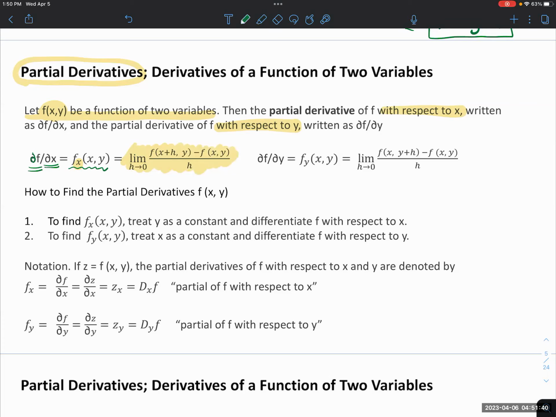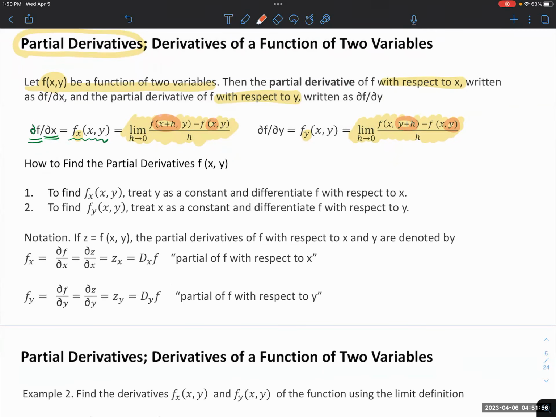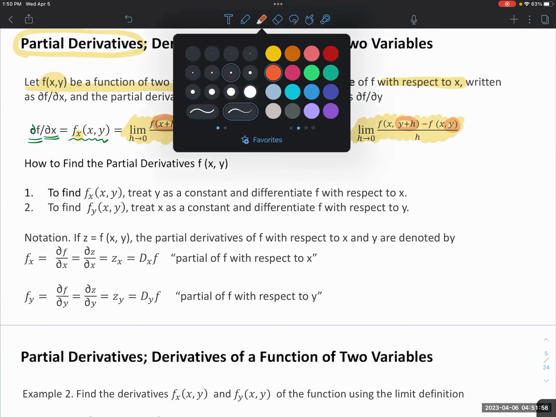Same thing, df of dy. We are taking the derivative with respect to only the y variable, and then you are taking only the y changing. So I'm going to highlight x and y in different colors. Now, many people confuse how to read it, so I'll write it down one more time.